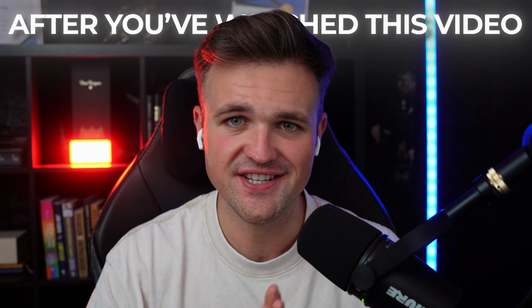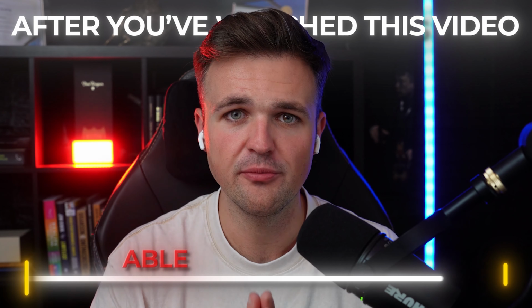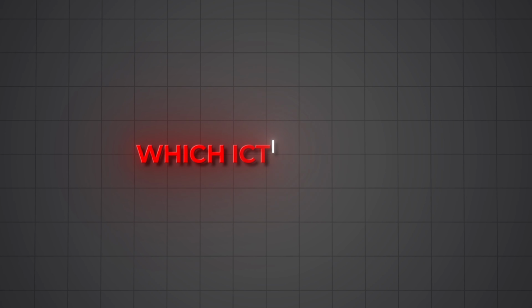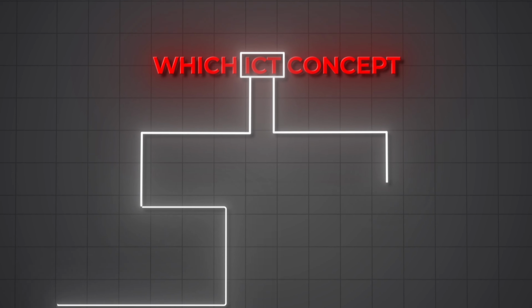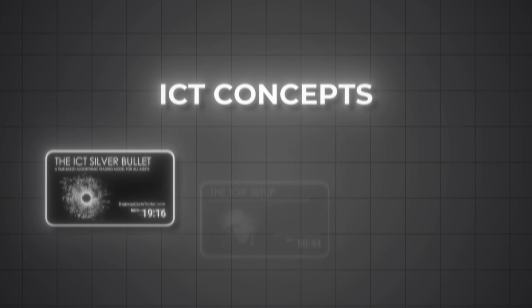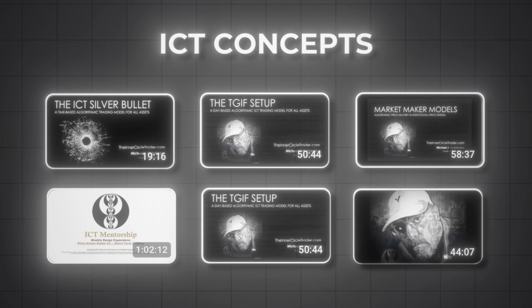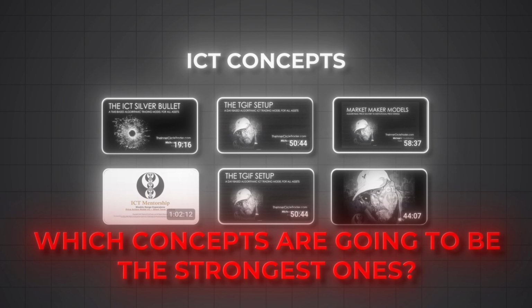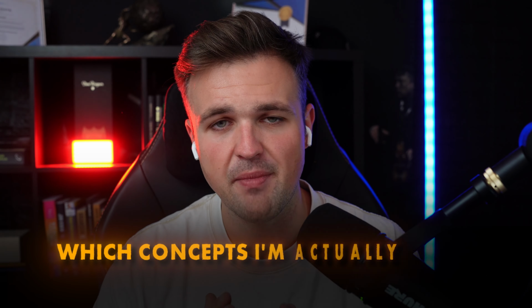After you've watched this video all the way to the end, you'll be able to understand which ICT concept is going to be the strongest and most important one whenever you're executing your positions. I know you know a lot about ICT already, you've probably watched a lot of these videos and there's a lot of concepts, but which concepts are going to be the strongest ones? And there's a little secret, a little trick that I use when I trade these confirmation entries, what I'm looking for and which concepts I'm actually using.